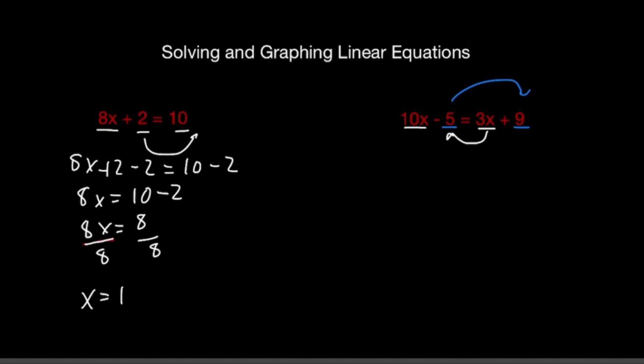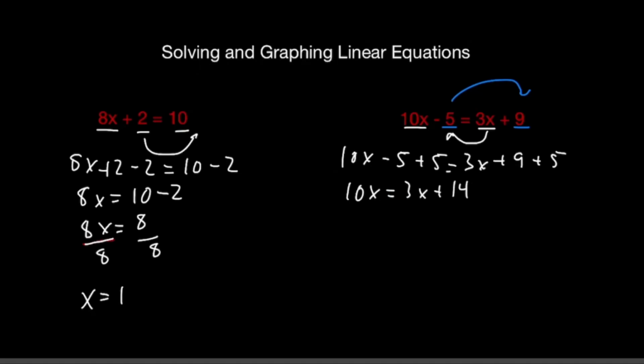Let's start with the 5. We have 10x minus 5, so we're going to add 5 to each side. Remember, what we do on one side of the equation, we have to do on the other side. So we have 10x minus 5 plus 5 equals 3x plus 9 plus 5. When simplifying this, we get 10x equals 3x plus 14, since 9 plus 5 equals 14.